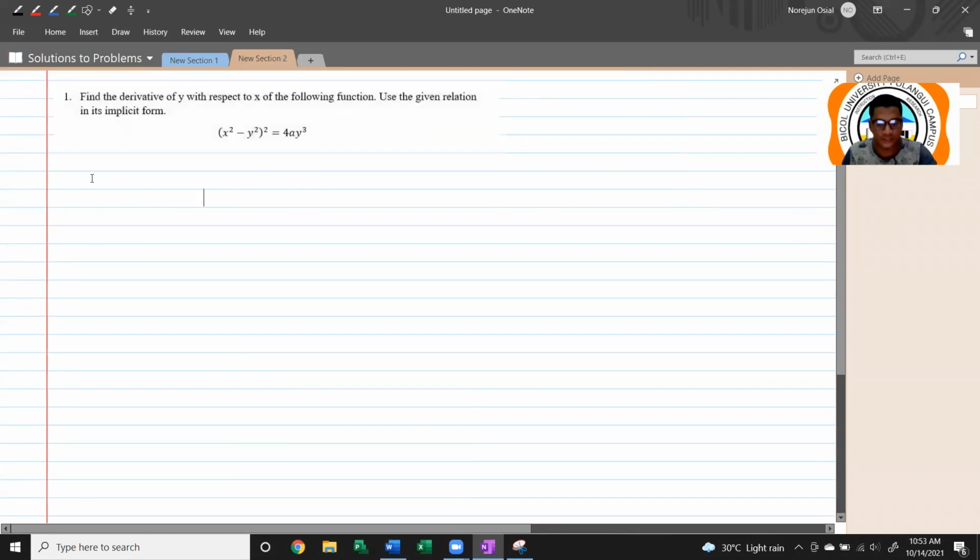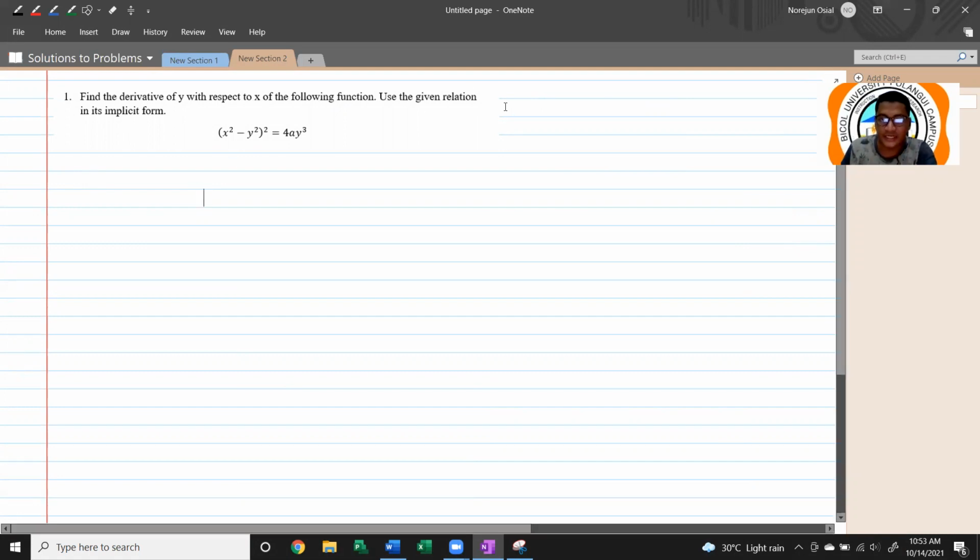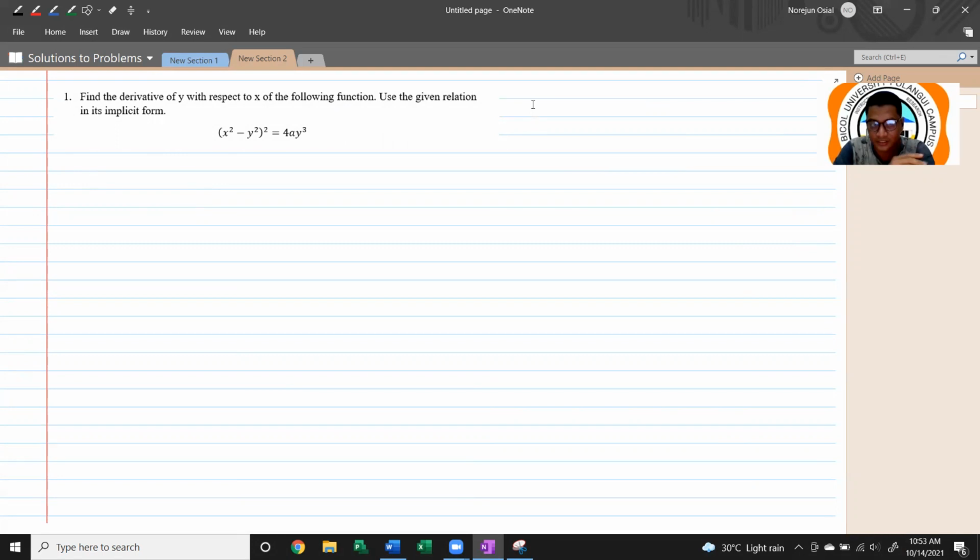Okay, our problem number 1: find the derivative of y with respect to x of the following function. Use the given relation in its implicit form. The quantity x squared minus y squared, squared, equals 4ay cubed. Class, this is an implicit function because you cannot isolate one variable on one side and the other variable on the other side. So we directly differentiate each term of this function.